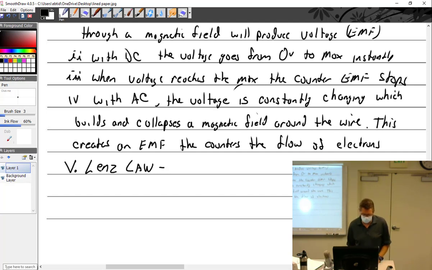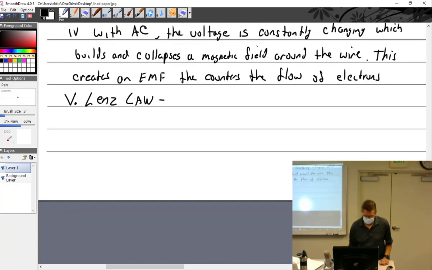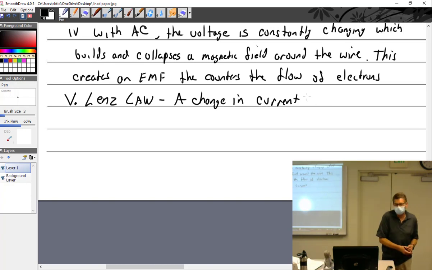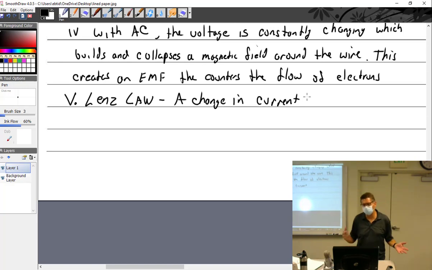Lenz's law: a change in current produces an EMF whose direction is such that it opposes the change in current. What I just said. It's so simple. A change in current. Where do we find a change in current? AC. It's constantly changing, back and forth, back and forth. It's alternating current. We'll say the voltage is going up and down, but what else is happening? The current's also going up and down. So don't let that fool you. The voltage goes up and down, the current goes up and down.